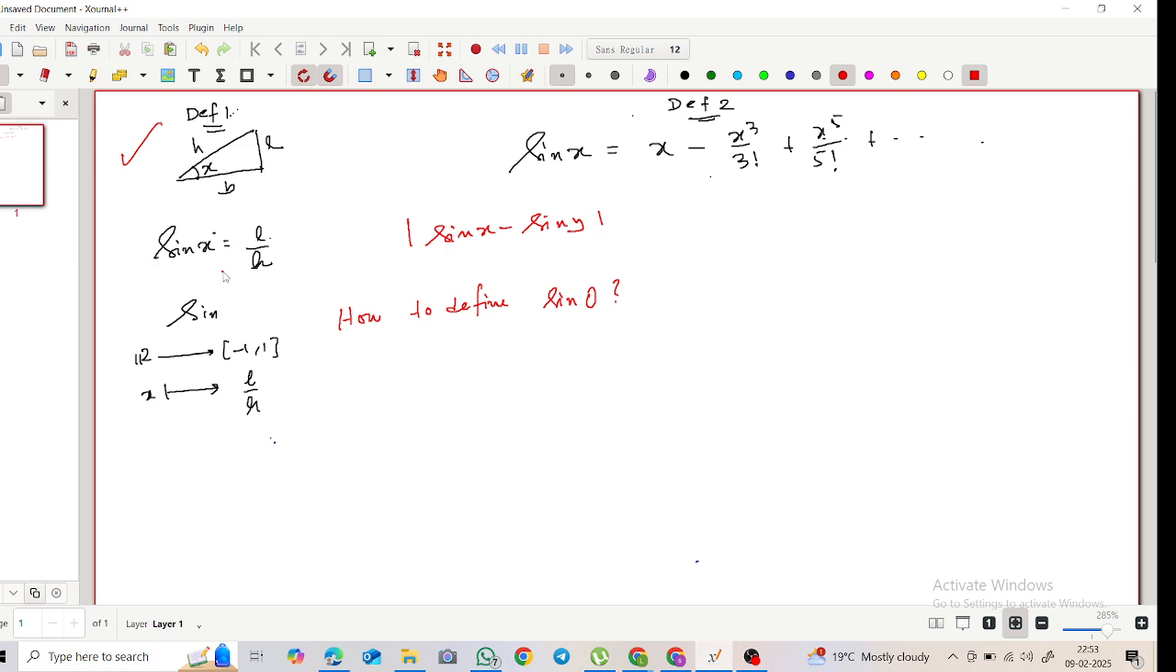This definition is valid for a triangle. If x equals 0, there is no triangle. So you can't extend it like, okay, if x is 0, then L is 0, so 0 by something is 0. You can't, because if x is 0, you don't have L. I understand the problem. You think that if x equals 0, the triangle won't form, so I can go in a limiting sense. Very good. But the problem is that if you go by limiting sense, then first you will have to prove that sin x is continuous at 0, right?